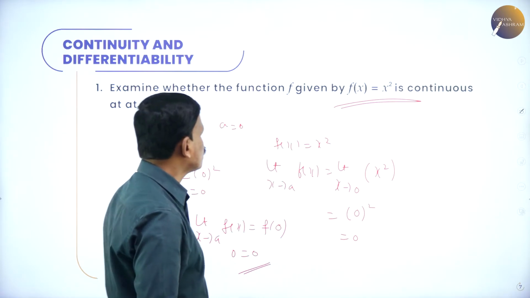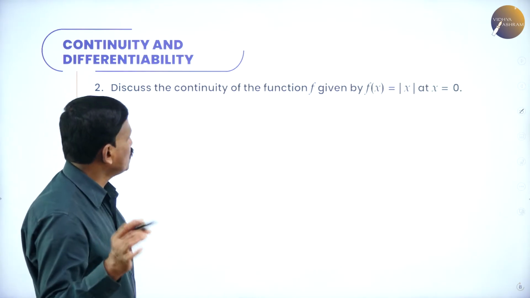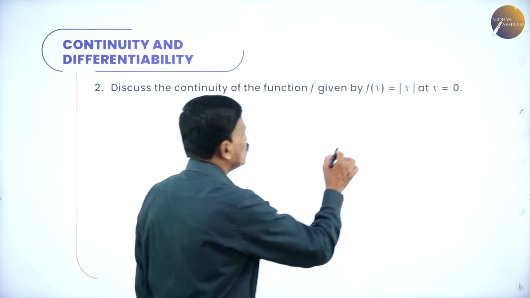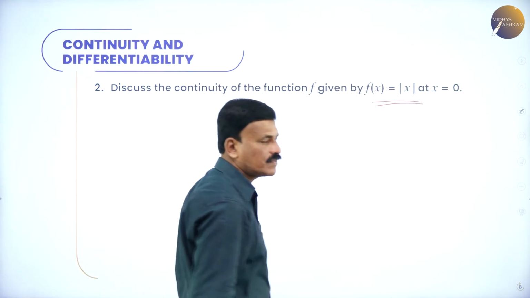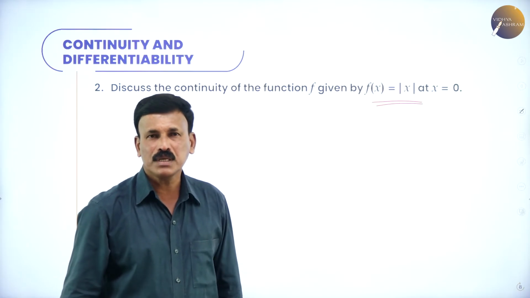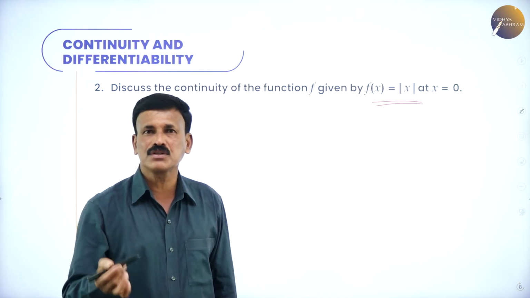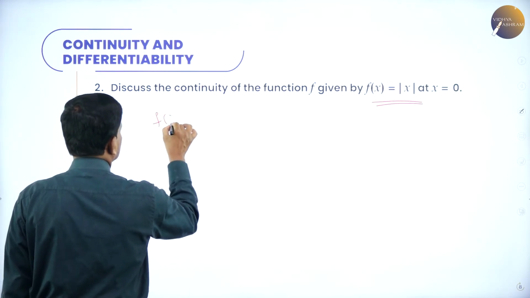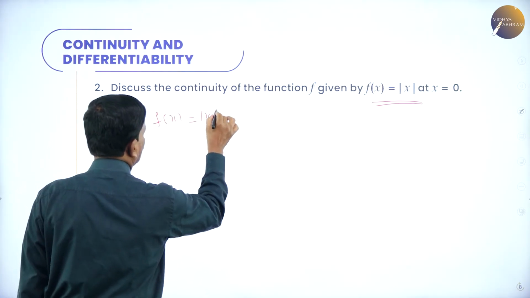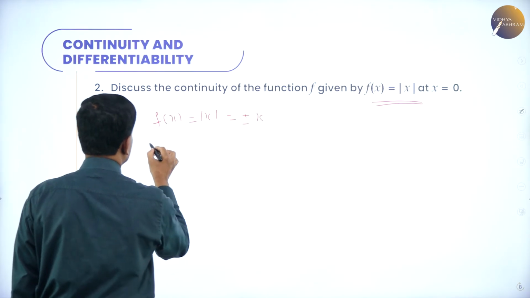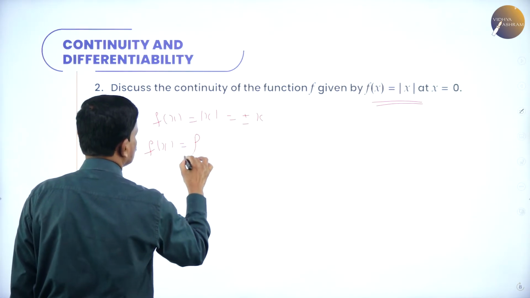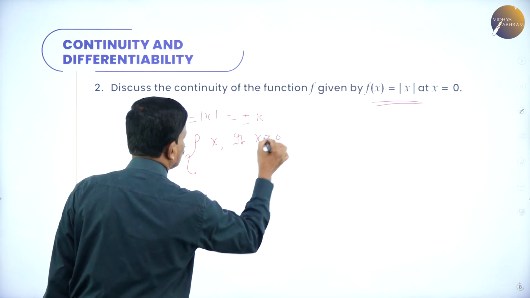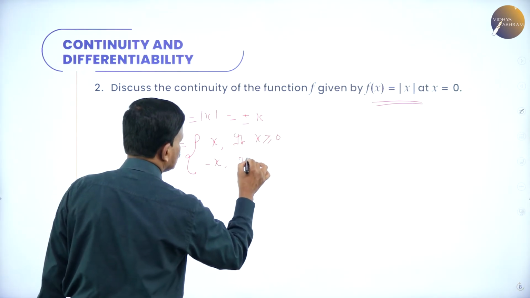Now let us come to the next problem. Discuss the continuity of the function f given by f of x is equal to mod x at x is equal to 0. Since you know the modulus function is nothing but plus or minus x: plus x if x is greater than or equal to 0, minus x if x is less than 0. Let us define this f of x is equal to mod x means plus or minus x, that is f of x is equal to plus x if x is greater than or equal to 0, minus x if x is less than 0.